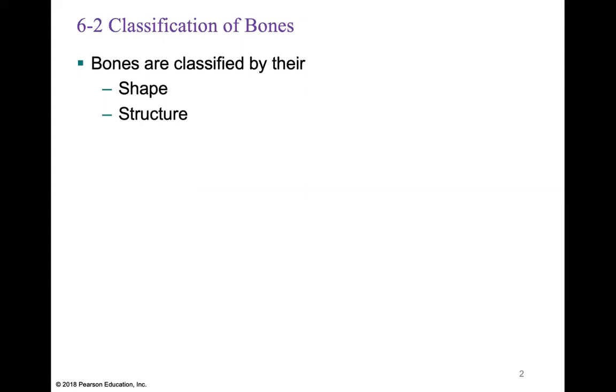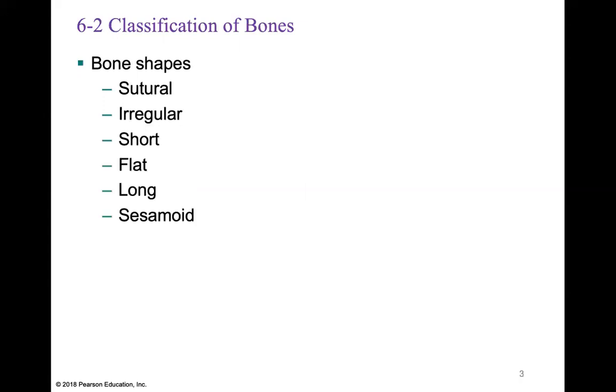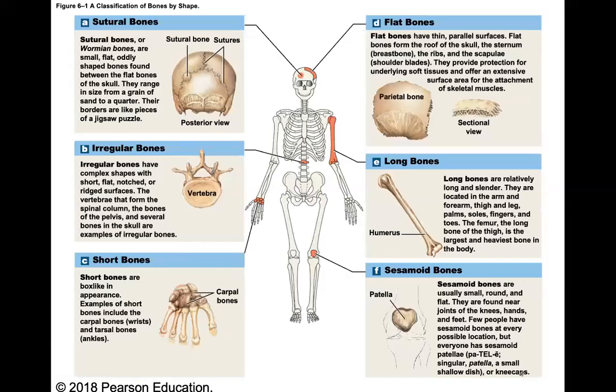So bones are classified by their shape and their structure, okay? If we look at bone shapes, we have sutural, irregular, short, flat, long, sesamoid, and we can look at these here. Sutural bones typically are found in the cranium, and sutural bones are what I like to call gap fillers. If you have an area, for example, where two bones meet, but then for an area that they aren't meeting, a sutural bone can sort of fill in there. We see these very commonly along the sutures, which are the connection points between the cranial plates.